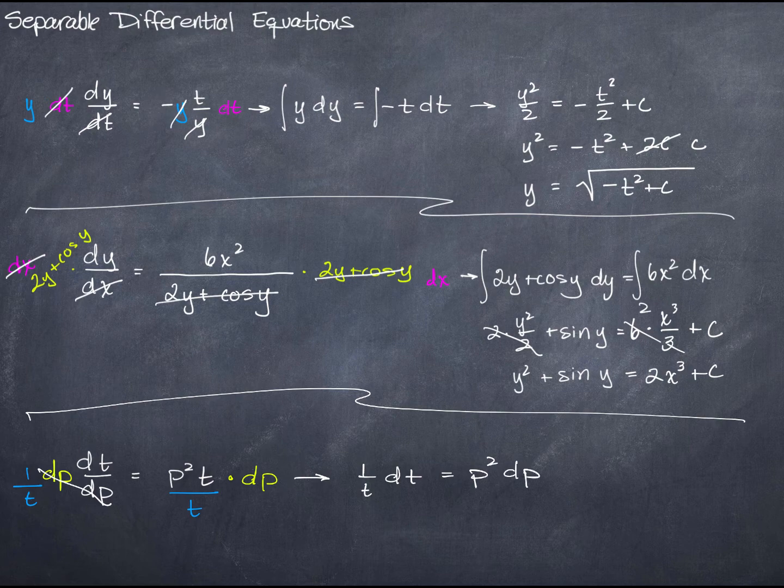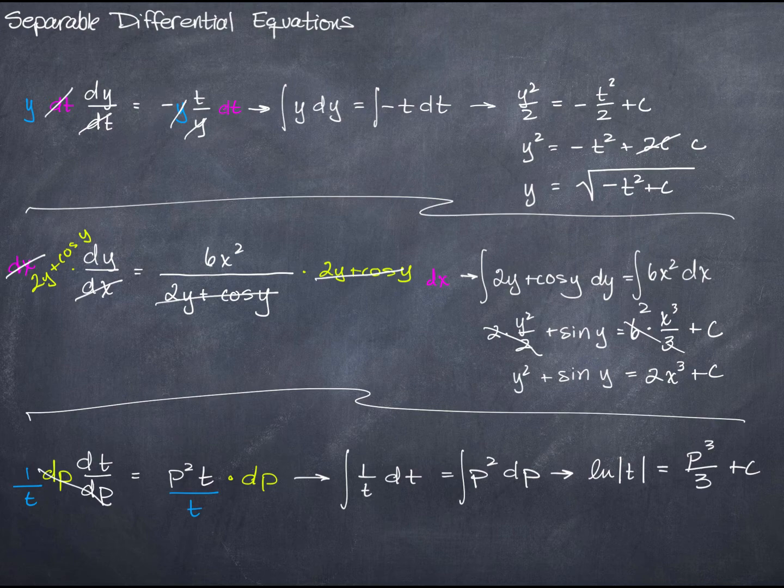Well, the integral of 1 over t is the natural log of t. And the integral of p squared dp is p cubed over 3 plus c.